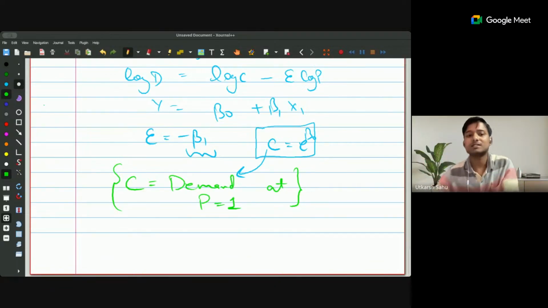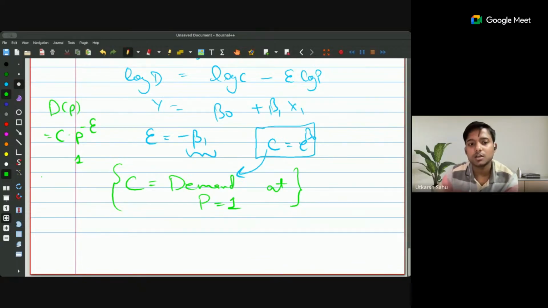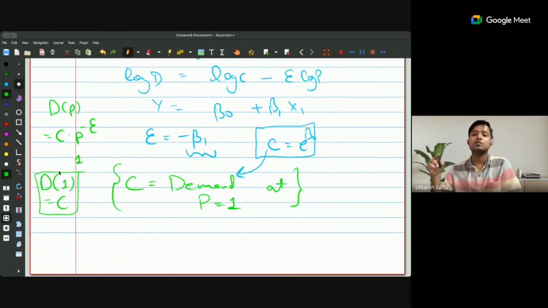So either you go by basic definition: you have your function T of P equals C times P to the power minus epsilon. So you put P equals 1, and this will again become 1. So demand at 1 equals C itself, right? They will not directly ask what is C. They will say, tell me demand at price equal to 1. These kinds of questions are very common, so you should be able to read the question and understand what you need to do here.